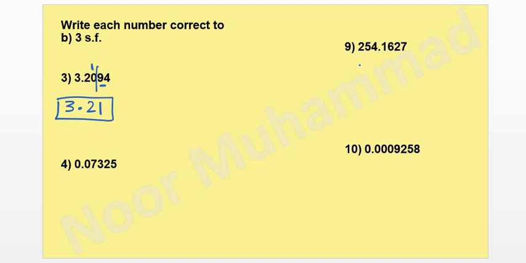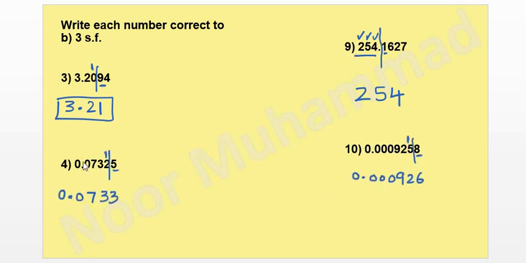Let me solve question number 9 now. Now question number 9, I have to take 3 significant figures. So this is the first one, this is the second one, this is the third one. I will draw a line here, then I will look at the next digit. The next digit is very small. It belongs to the group of 0 to 4. I will ignore it. Now this side will give me my answer. So the answer will become 254. Your answer will stop here. Okay, I want you to solve 4 and 10 on your own and then play the video to check the answer.